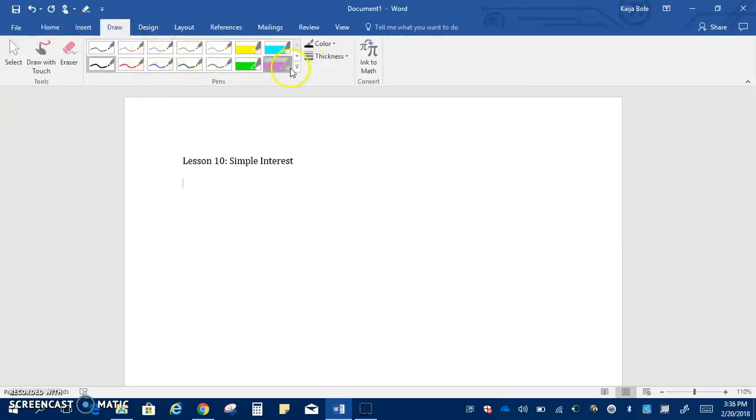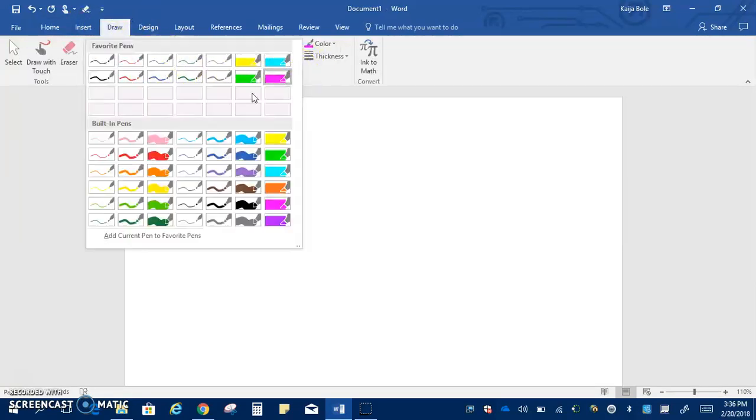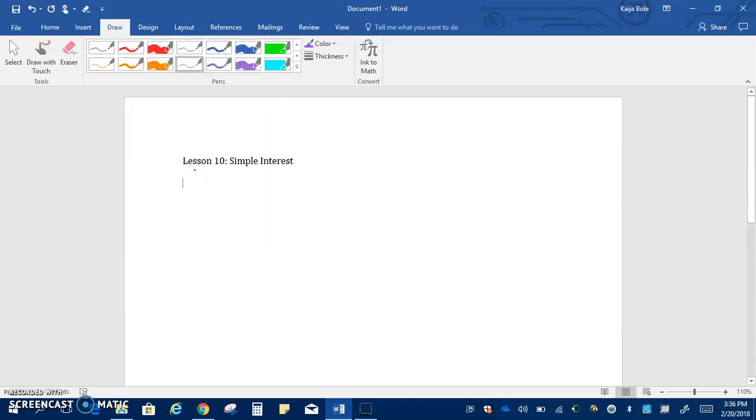Alrighty, so here we are on lesson 10, simple interest. I don't have it typed out. I can't find it on my computer, so we're just going to have to work with a blank Word document. But you should be on page 10 of your notes, which is the two white pages attached in the back.